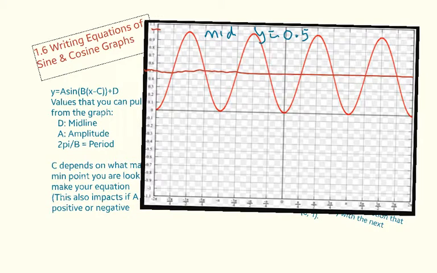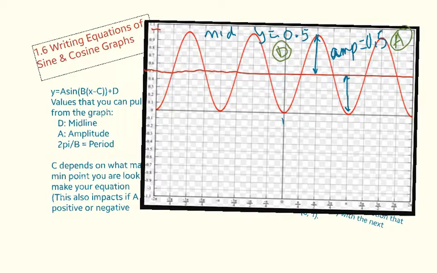Next I need to find the amplitude. Again, it's the distance between the max and the mid, or from the mid to the min. As a result, both of these are the same, and I actually have here that my amplitude is the same thing as my midline. In this case, it's a half, or 0.5. So we currently know that the d value for our equation is 0.5 and the a value for the equation is 0.5. Next thing that we want to take a look at is what is the period of this graph.